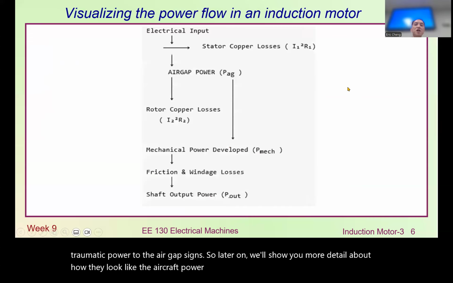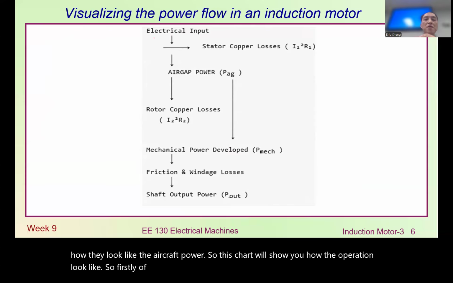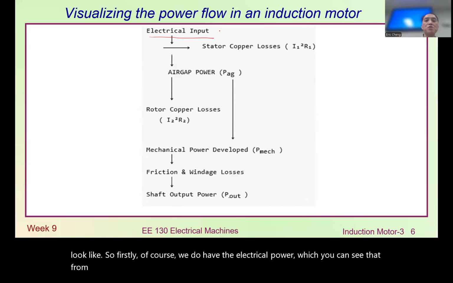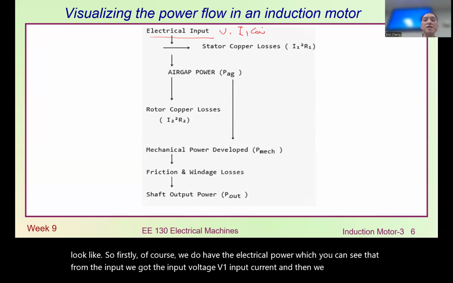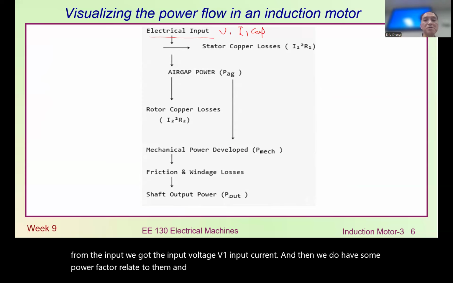So this chart will show you how the operation looks. Firstly, of course, we have the electrical power. From the input, we have the input voltage V1, the input current, and then some power factor related to them. Here, in the three-phase system, we put the 3 in, so that's the input power.